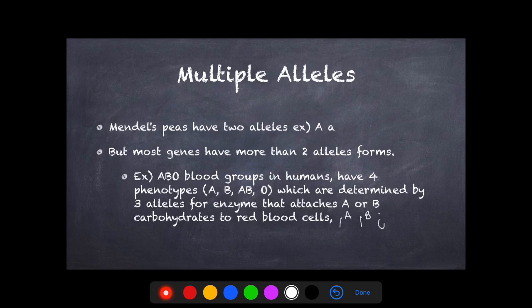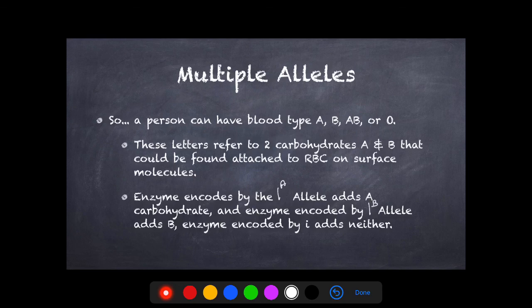And those are going to be determined by the 3 alleles for an enzyme that is going to attach the A or B carbohydrates to the specific blood cells. And that's how you get blood type A, blood type B, or O, which is just you have neither.